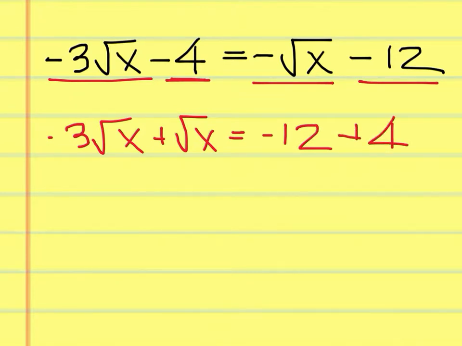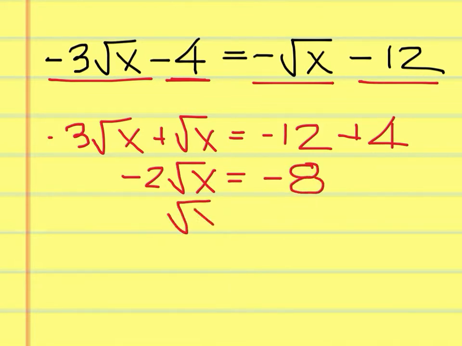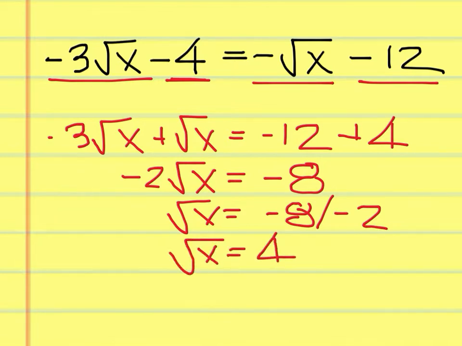Negative 3 square root of x plus 1 square root of x is negative 2 square root of x. Negative 12 plus 4 is negative 8. Divide the negative 8 by negative 2 and come up with 4. So then you're going to have to square both sides to come up with x equals 16.